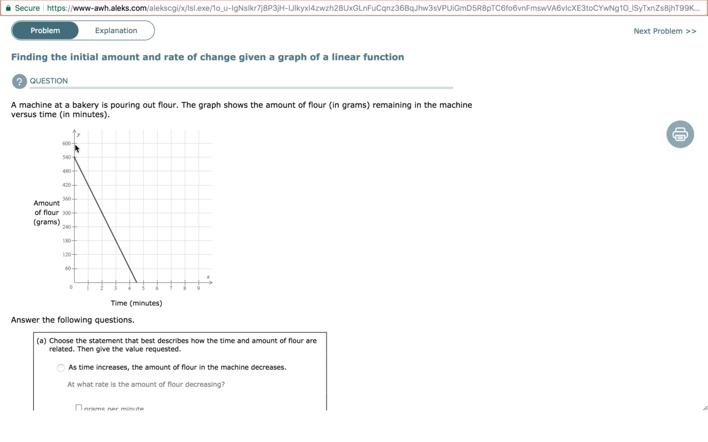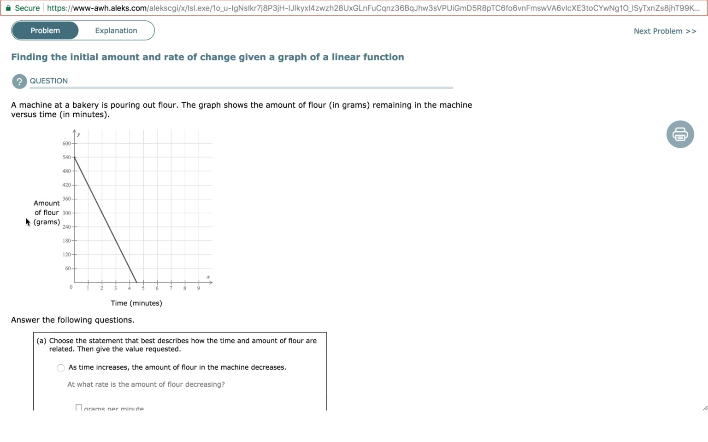Where does our line start? So let's start by considering what the problem is even about. A machine at a bakery is pouring out flour. The graph shows the amount of flour in grams remaining in the machine versus time in minutes. So after a certain amount of time passes.